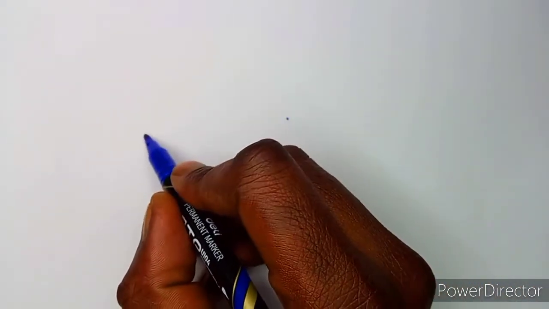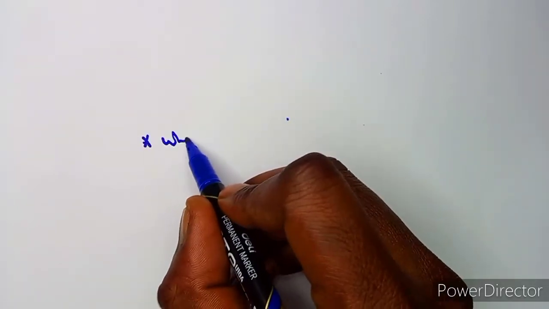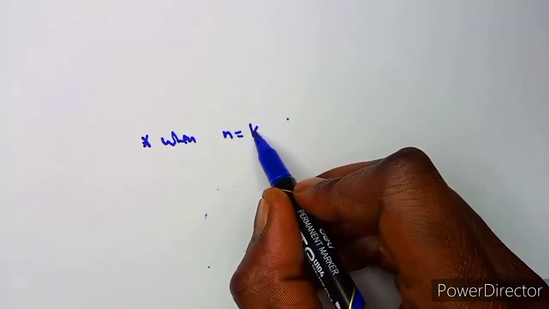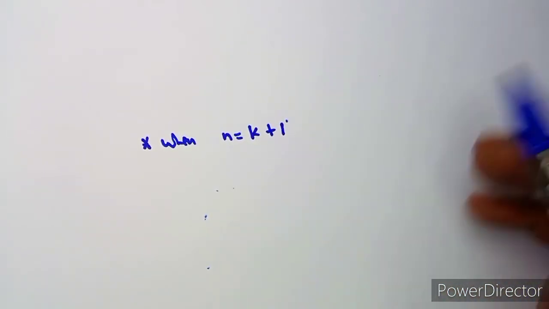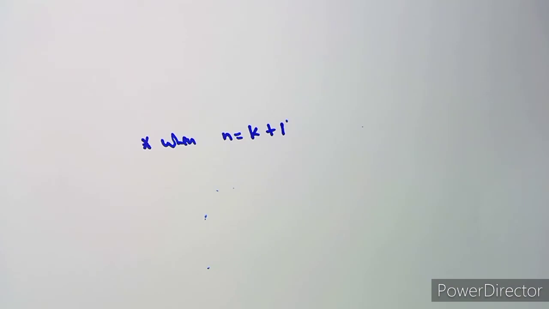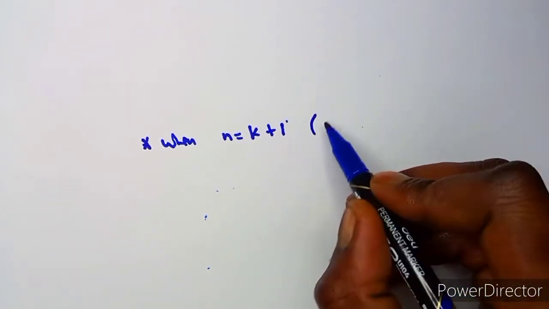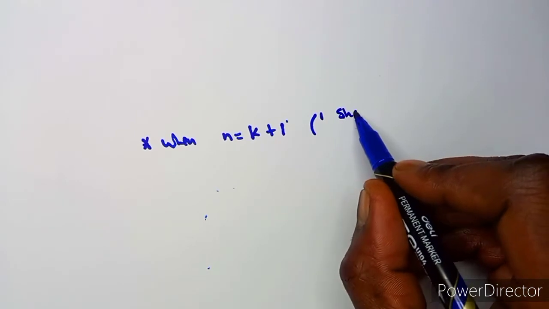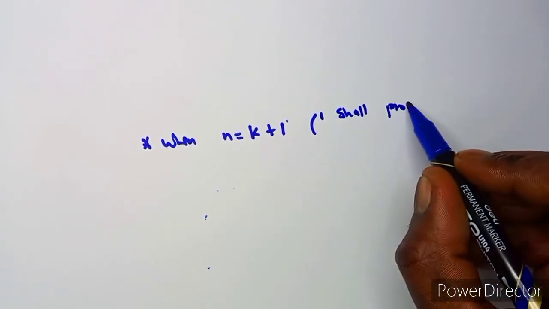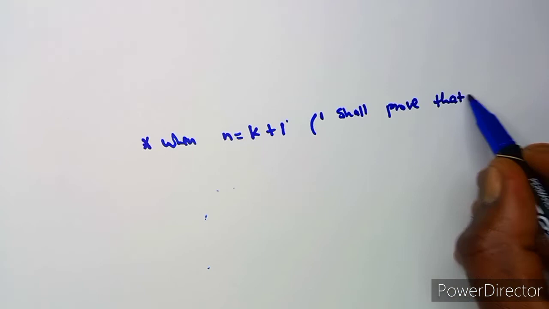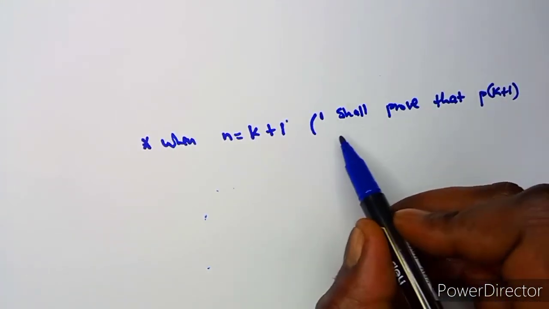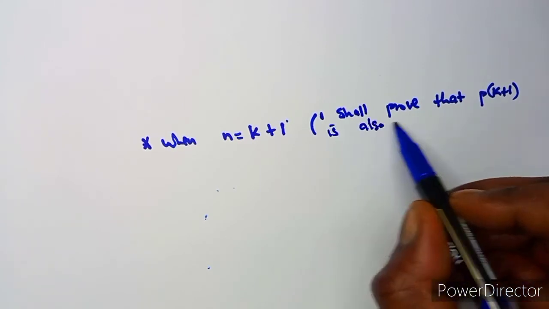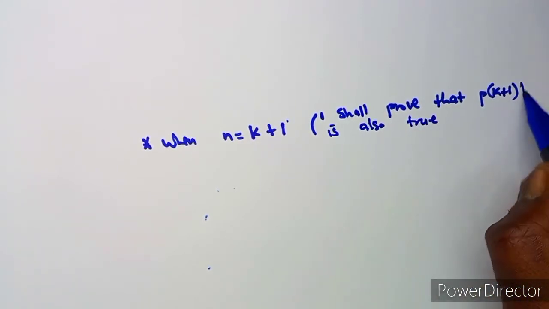All right, now the last statement that you're going to show is that when n is now equivalent to k plus 1, if in place of n we are now having k plus 1, therefore you are the one now who is to prove. So you can write this as a statement: I shall prove that Pk plus 1 is also true. So this is what you are going to do.